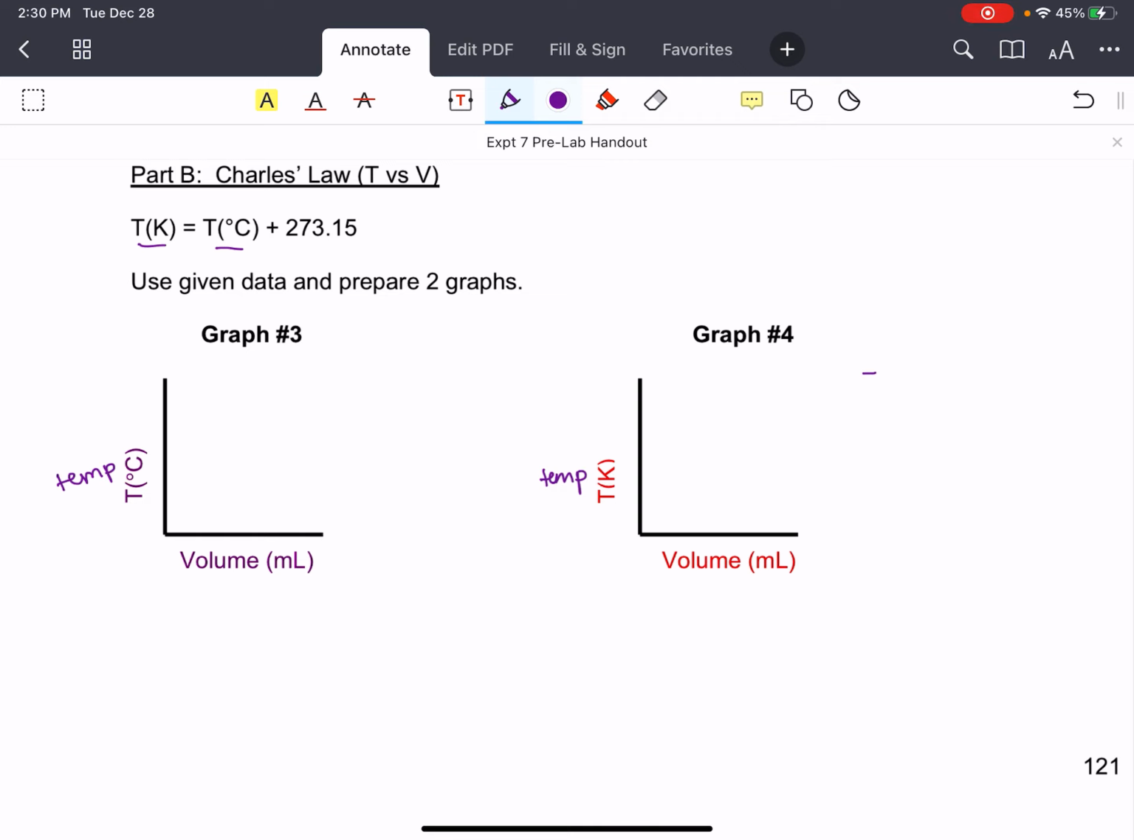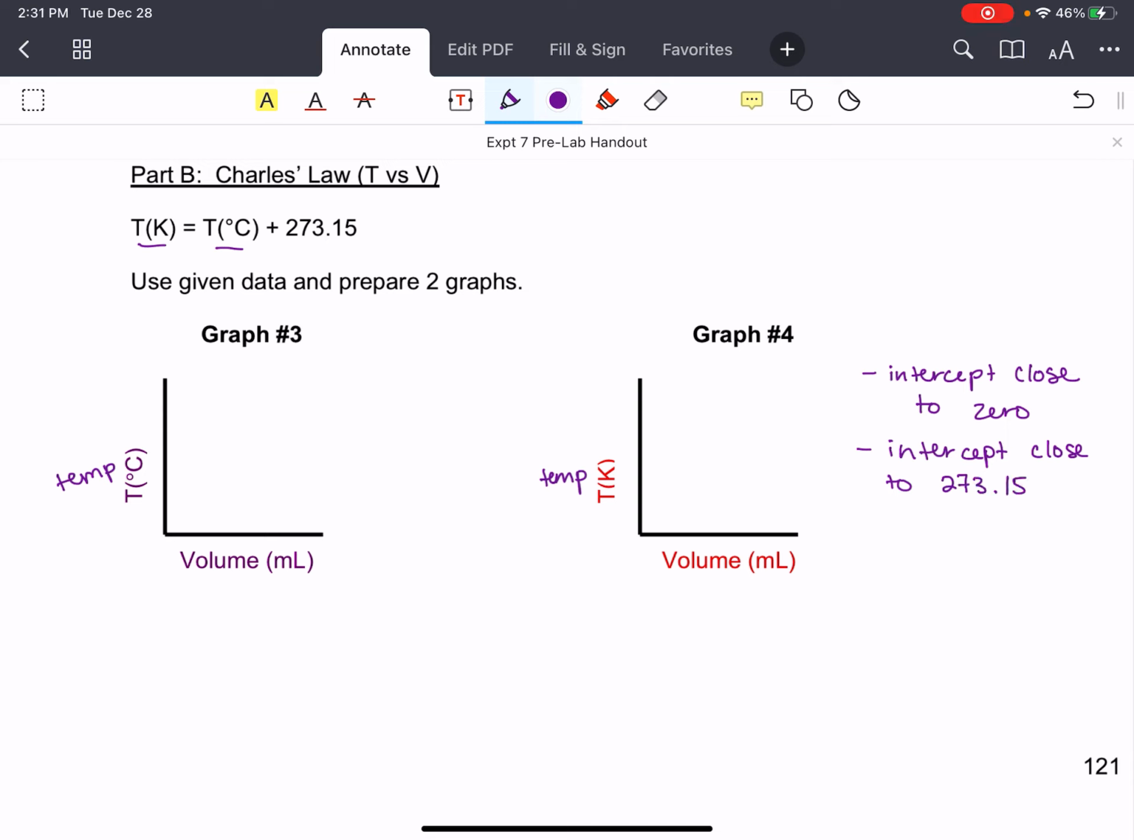and your job is to see that both of them will actually be linear, but in this one, we're going to be judging our relationship based on the intercept. So one graph will have an intercept close to 0. The other graph will have an intercept that's going to be close to 273.15.